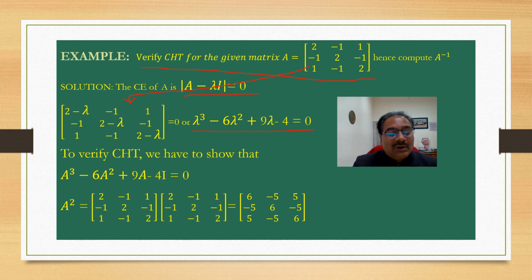So to verify the Cayley-Hamilton theorem, we have to show that A cube minus 6A square plus 9A minus 4I is equal to 0. For this purpose, first of all, we have to calculate A square. A square means A into A, where A is this. You will multiply R1C1, R1C2, R1C3, R2C1, R2C2, R2C3, and R3C1, R3C2, and R3C3. Then you will get, in the first row, 6 minus 5 5, then minus 5 6 minus 5, and 5 minus 5 6. So now you got A square.